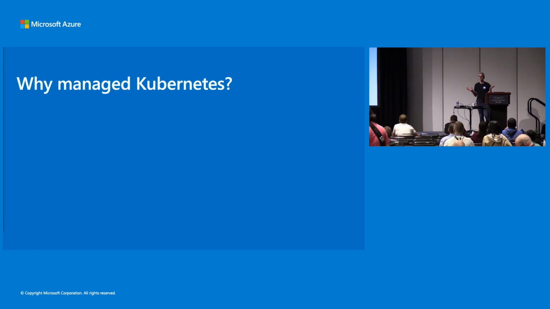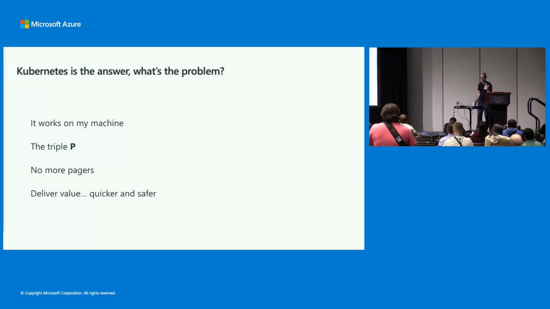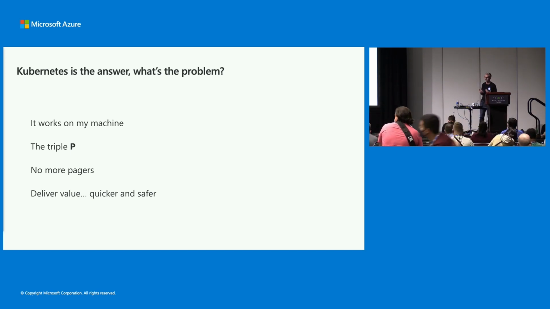So the first question we have is why manage Kubernetes, and also why Kubernetes. The thing that I think we forget sometimes, even within the AKS product group, is the reason why people adopt Kubernetes in the first place. One of the foundational things is that it works on my laptop, and what I run on my laptop is what I want to be able to run in production. The triple P issue, which is the push to production problem.